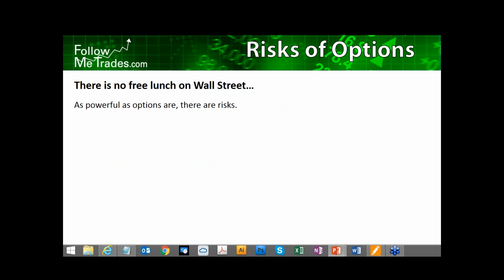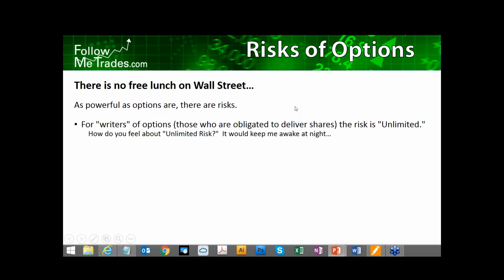There's no free lunch on Wall Street, right? Nothing for free. So with leverage and potential really big gains, there's some risk. So let's talk first about the writers. The writers of options. These are the people who wrote the contract, and they are obligated to deliver the shares.